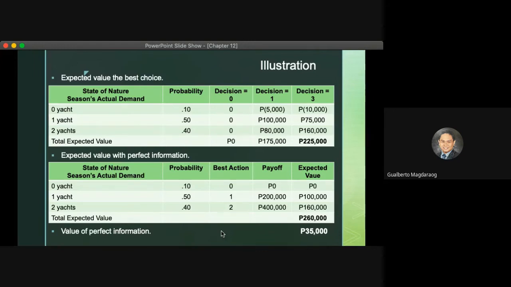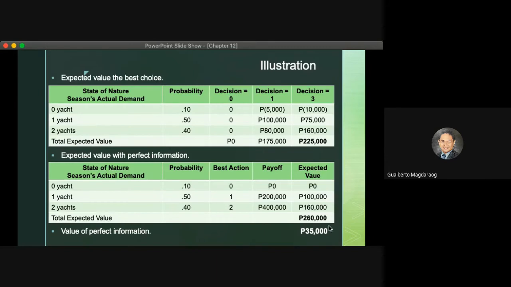So kung yan ang gagawin natin for each state of nature, because we have a perfect information whether we will have one, zero, or two, then the payoff or the expected value will be different. And therefore, ang total niya is magiging 260. You again simply multiply it by the probability. And the difference between 260 and 225 is 35,000. This is now the value of the perfect information.